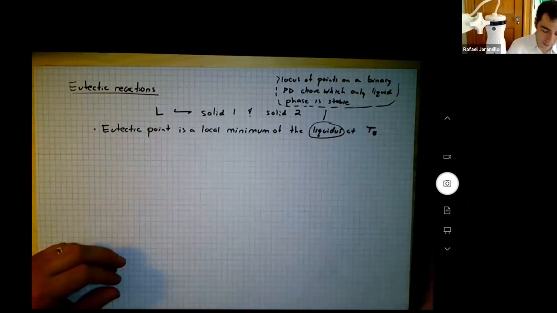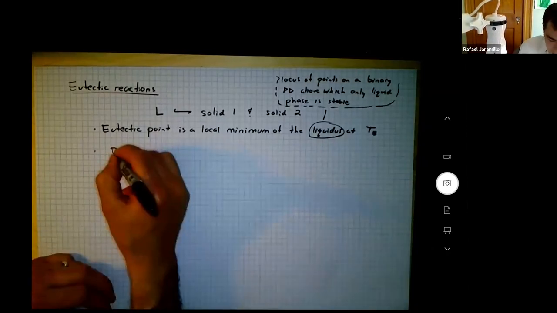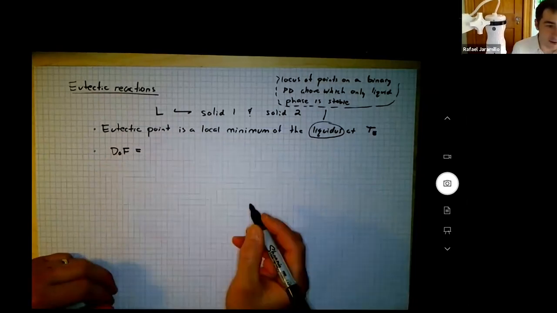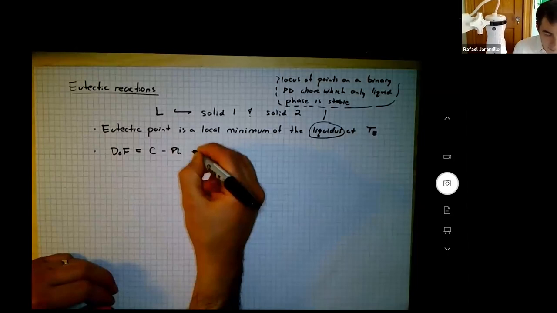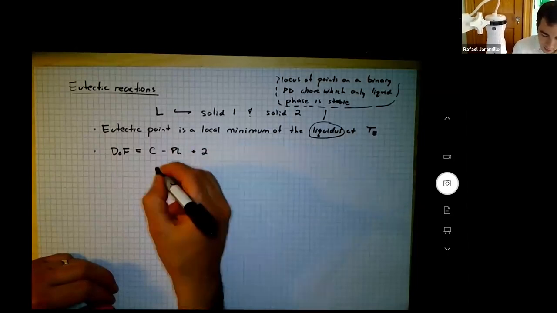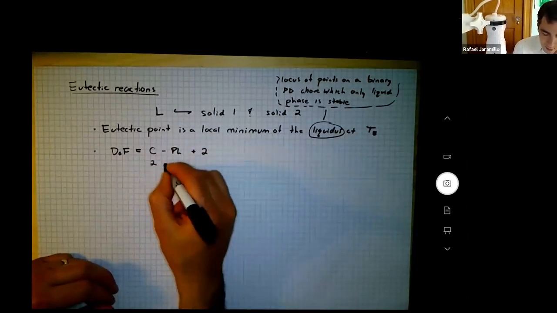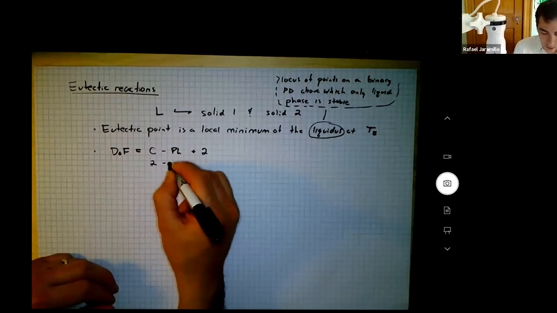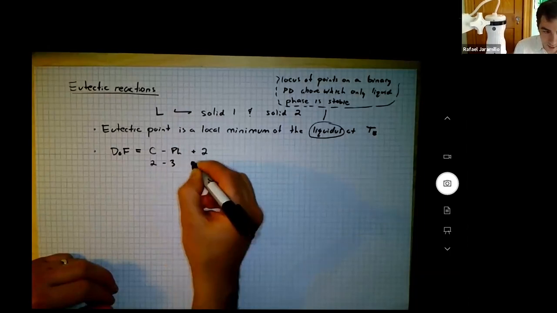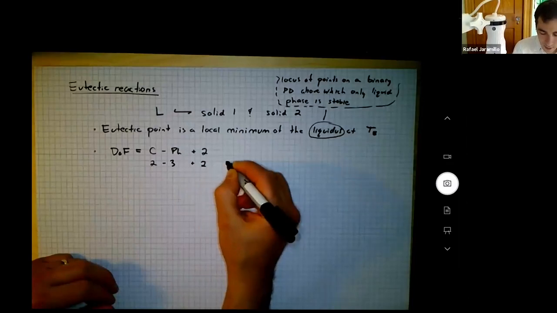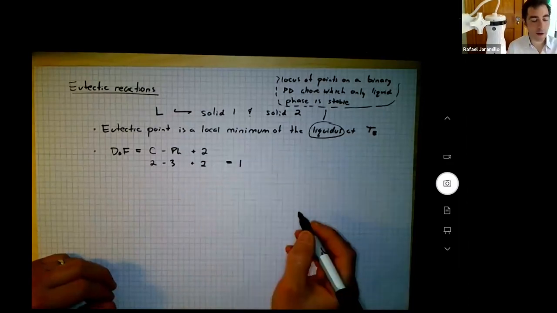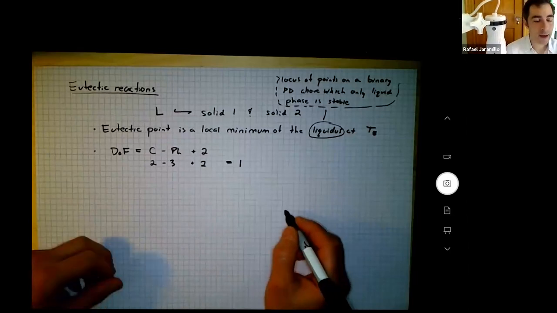All right. What does Gibbs phase rule tell us? Gibbs phase rule tells us that degrees of freedom in such a thing is C minus phase plus 2. So that's 2 minus 3 plus 2. So that's 1. So I have 1 degree of freedom at a eutectic point.